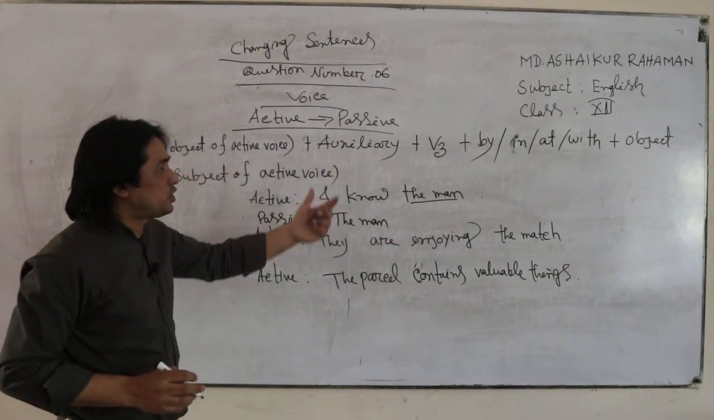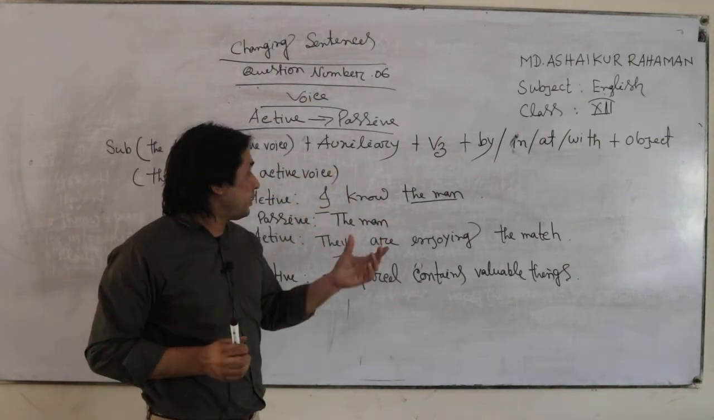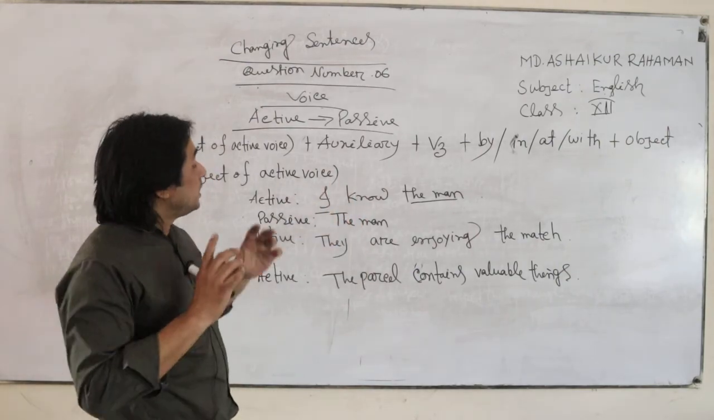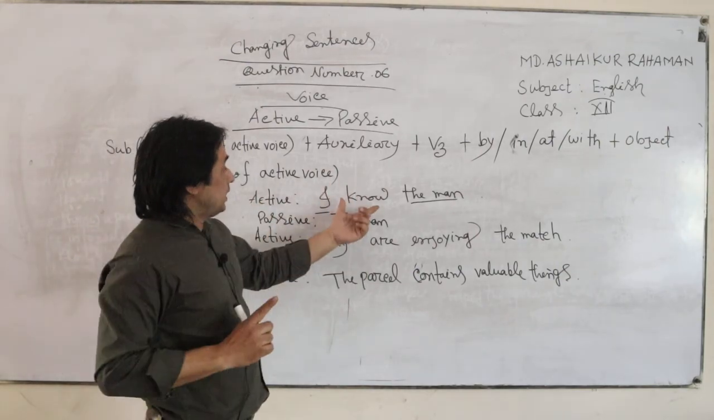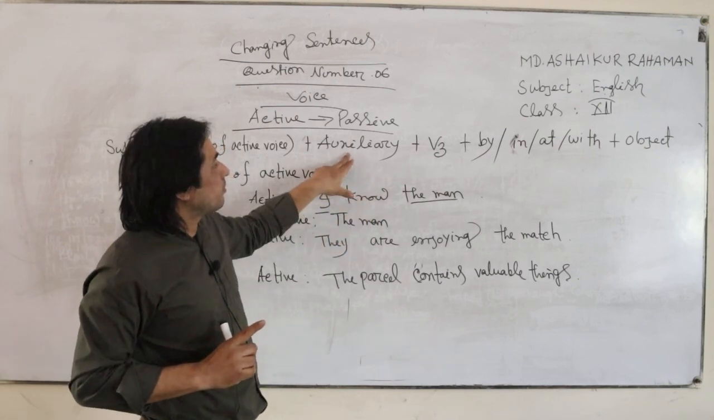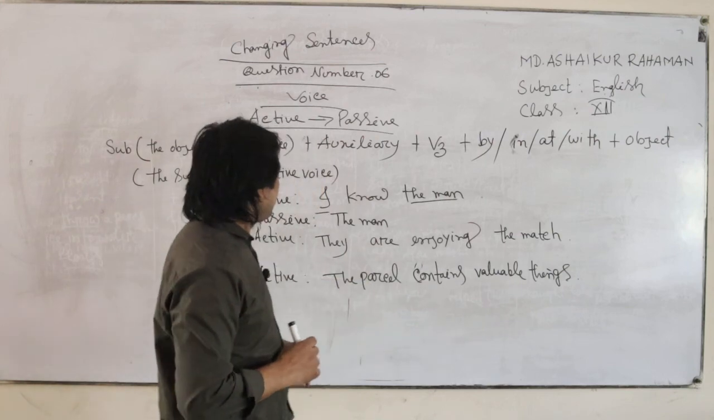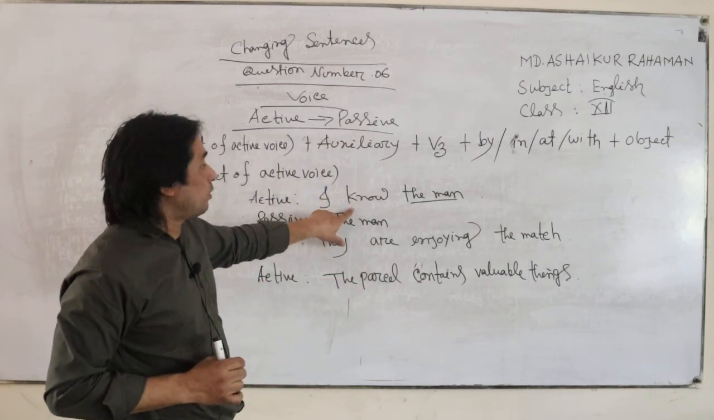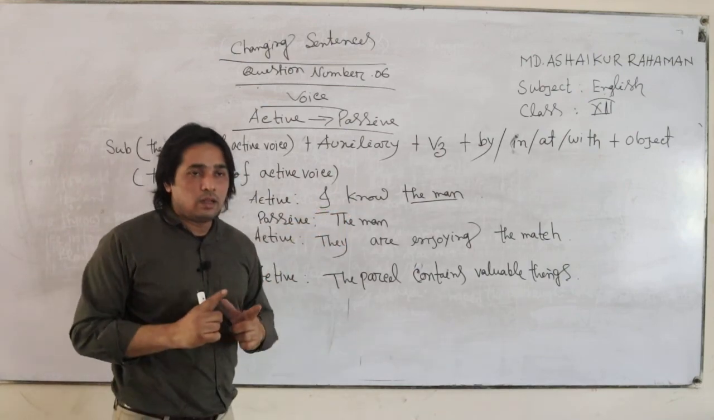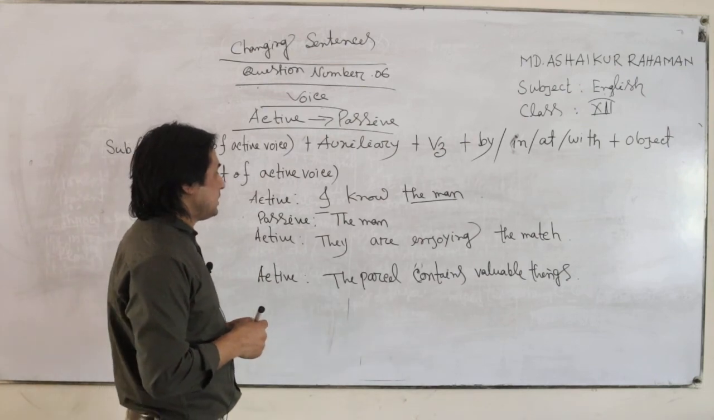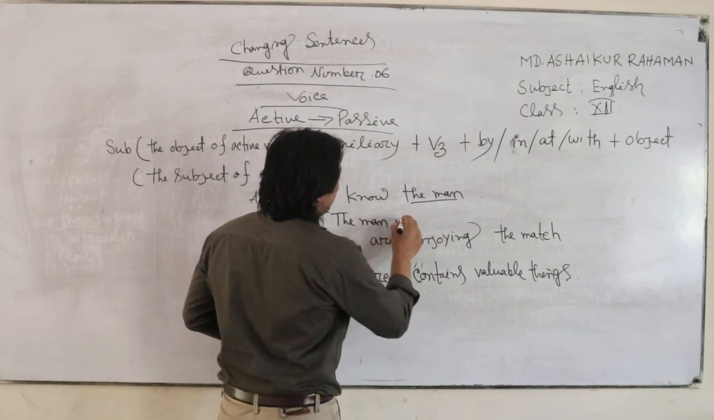Now we have to use the auxiliary. How will we identify it? We will use the auxiliary as per the tense. Here we see that it is present form. That's why we use am, is, or are in present indefinite tense, as it is present indefinite tense. The man is singular, that's why is.